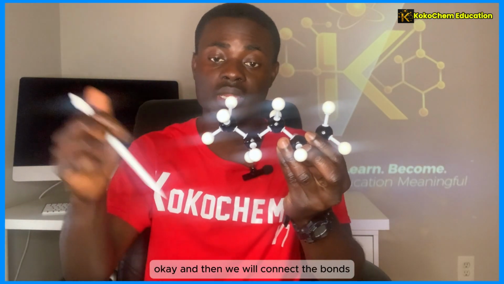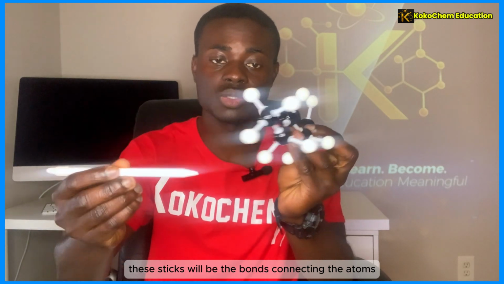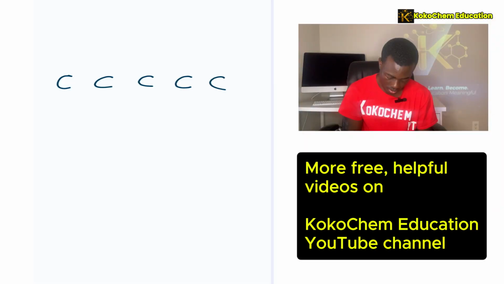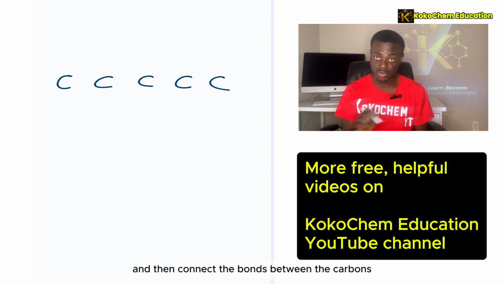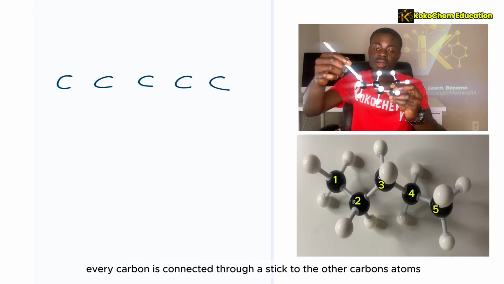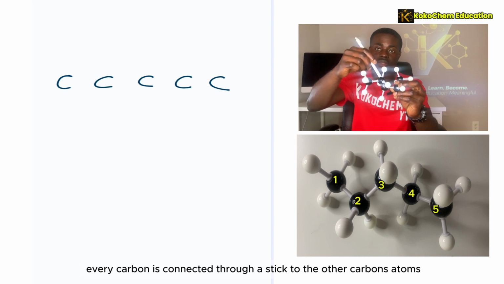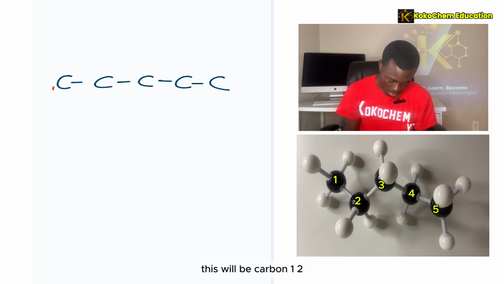So to draw the expanded structure for pentane, we will start out from the carbon, okay? And then we will connect the bonds. These sticks will be the bonds connecting the atoms, okay? We will draw 5 carbons on a straight line and then connect the bonds between the carbons, because as you can see, every carbon is connected through a stick to the other carbons. And then we can number the carbons as well. So the carbons, this will be carbon 1, 2, 3, 4, and 5.